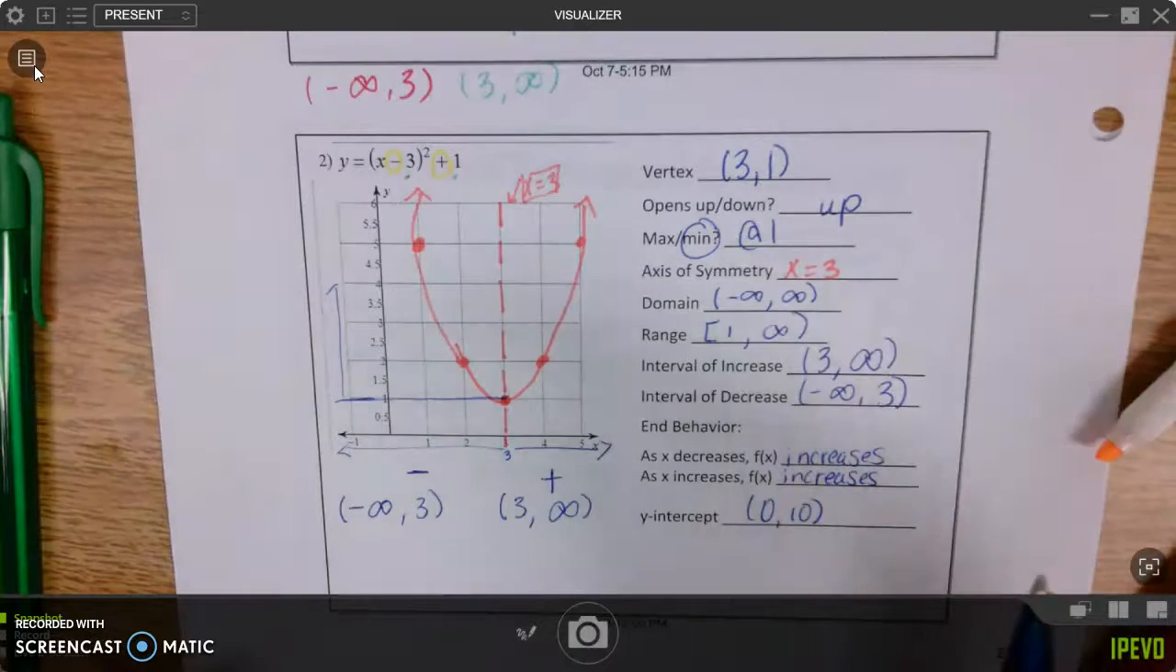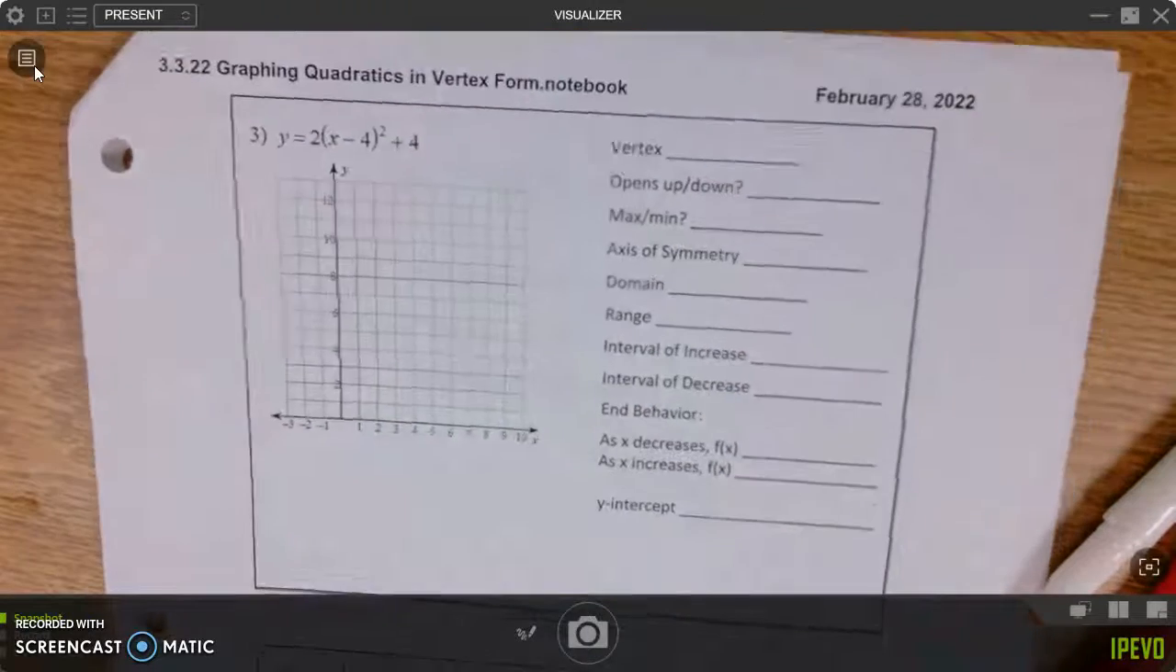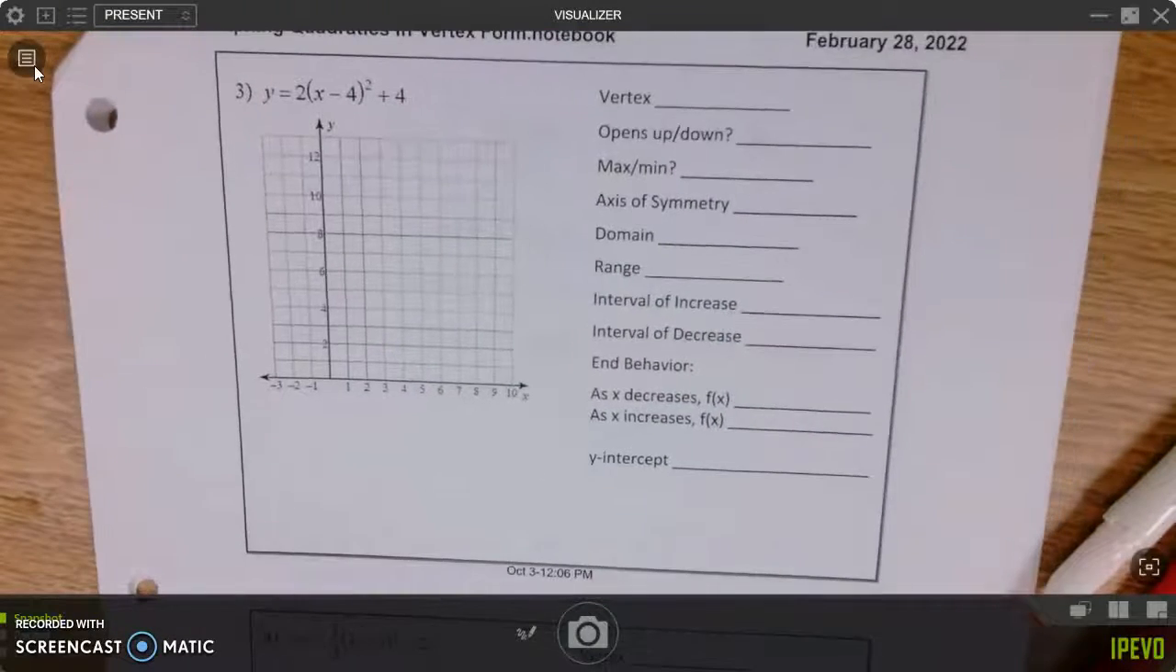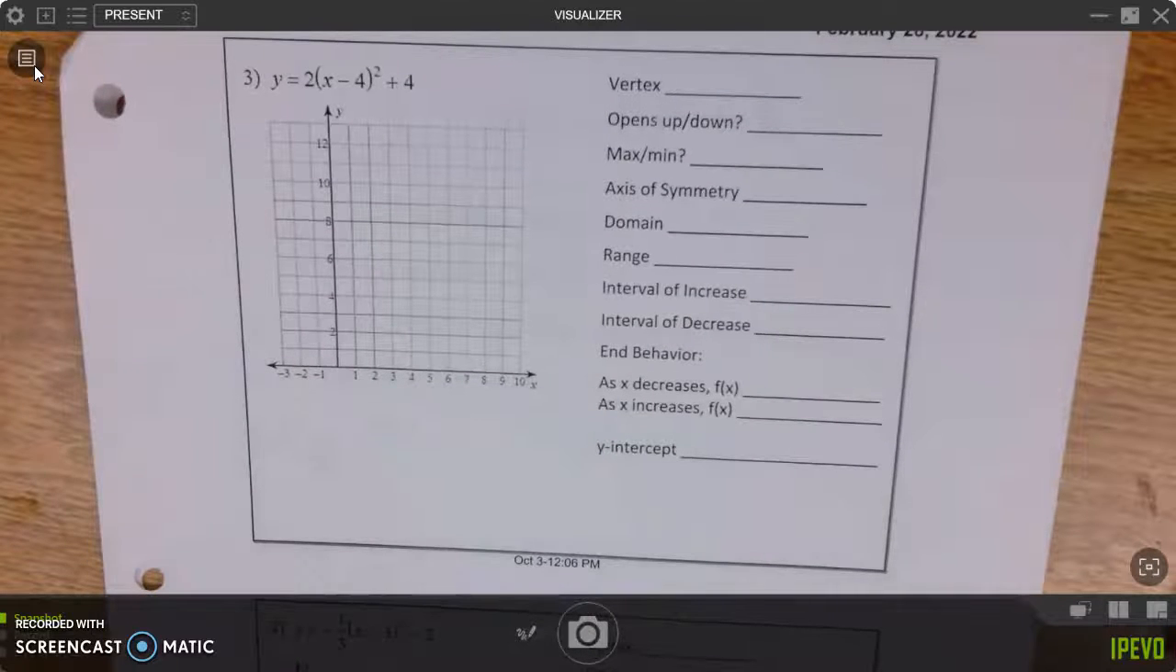Okay, so I want you to pause the video right now, and I want you to try example number 3. I want you to try this one on your own. Take a minute, pause the video, and try it. Okay, you should have paused the video. And now we're going to go over example 3.